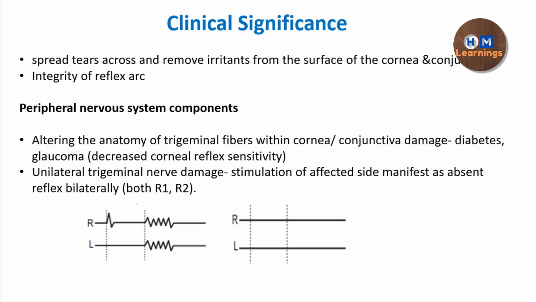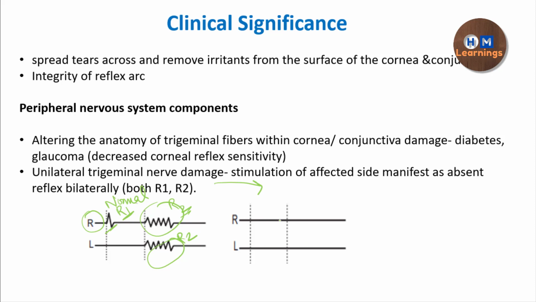This is an electrophysiological recording of the response. We have placed the electrodes and we are recording the change in the potentials. You can see that this is the normal response, that is the R1 component on the right side, because we are stimulating on the right side. The R1 component is normal, and the R2 component is also there, which is coming normally on both sides. If there is a unilateral trigeminal nerve damage, in that case no response has come, not R1, not R2.